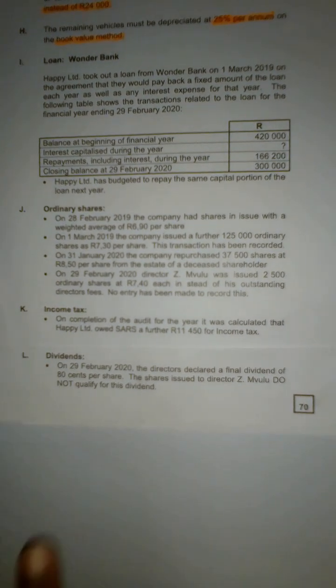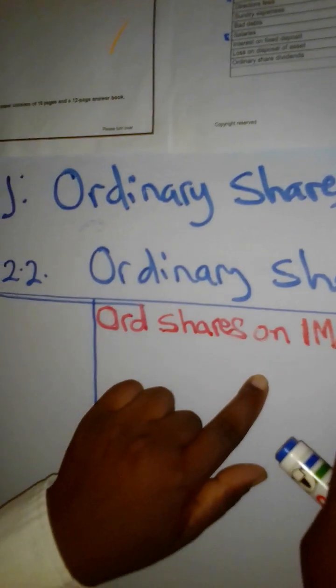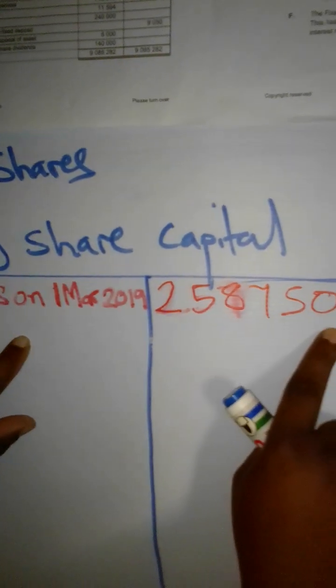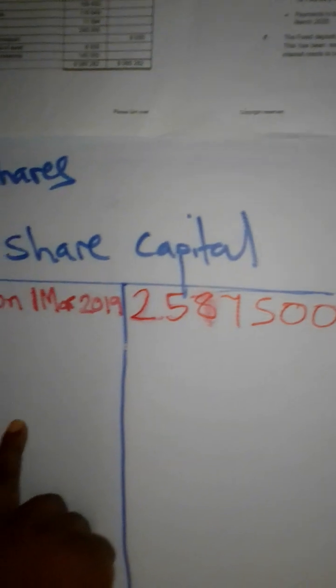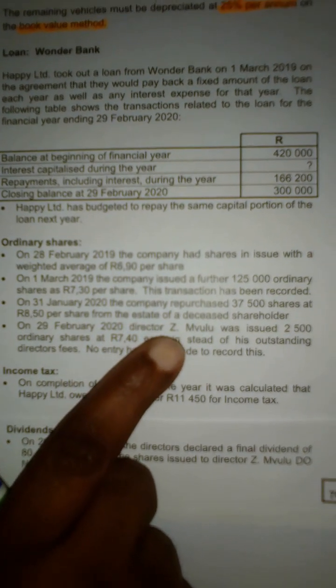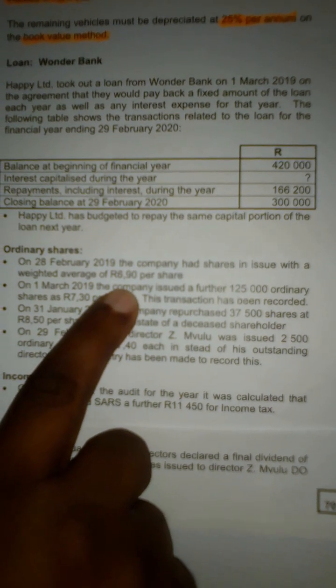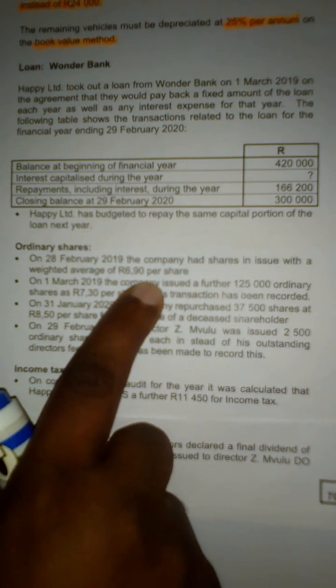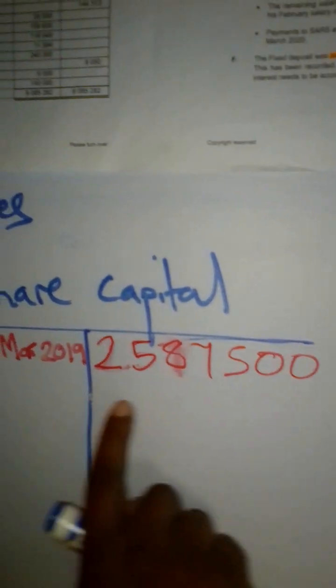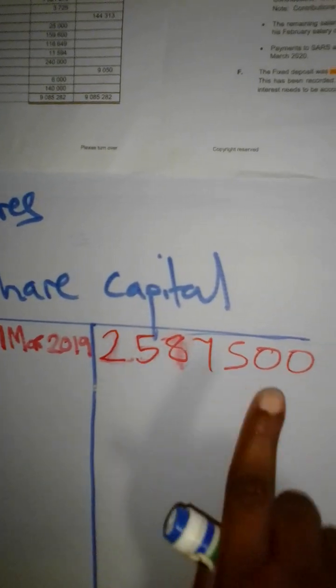So already in the answer book, this is what is already given. They've given us the ordinary shares on 1 March 2019. The amount is 2,587,500, but we are not given the number of shares here. Let's find out what they are saying in the question. On the 28th of February 2019, the company had shares in issue with a weighted average of R6.90 per share. This is the amount that we are given. We are not given the number of shares, but we are told that one share was R6.90.